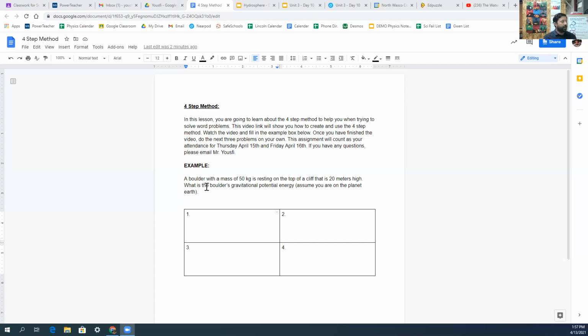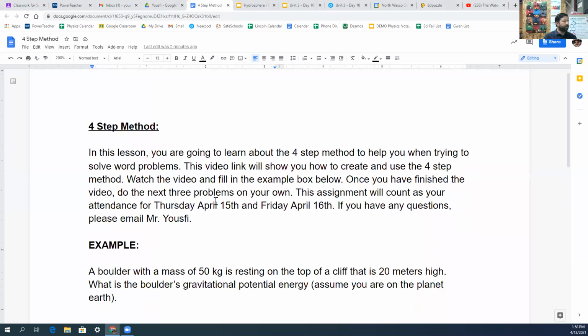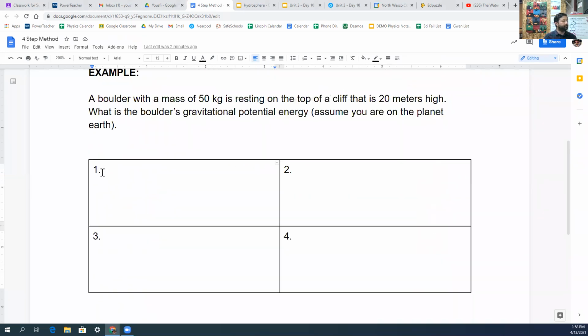So we have a boulder with a mass of 50 kilograms is resting on the top of a cliff that is 20 meters high. What is the boulder's gravitational potential energy? And it also says to assume you are on the planet Earth. Okay, so let me zoom in here so you can see what I'm actually typing into these boxes. So here's our word problem.